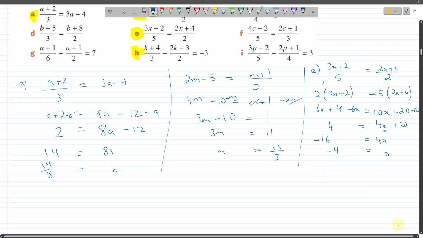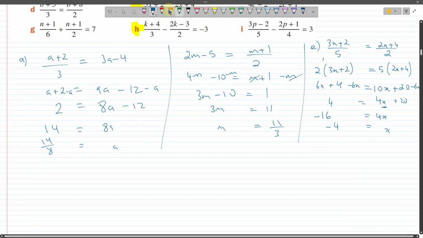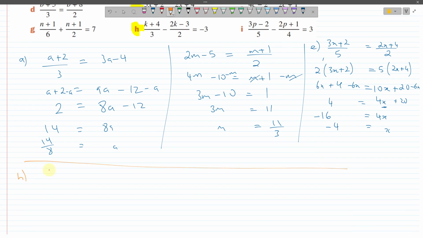Okay, we have one question left. I'll change the color of my pen just so we can differentiate. So over here, we're doing h now, which is k plus 4 all over 3 minus 2k minus 3 all over 2, which is equal to negative 3. I see fractions. Multiply every term on both sides by the lowest common denominator, which is 6. 3, 6. 2, 4, 6. 6 is the first number in both timetables. Multiplying this by 6, and I'll do it the long way. Imagine we did this, and we did 6 like that, and then we're also multiplying this by 6 as well.